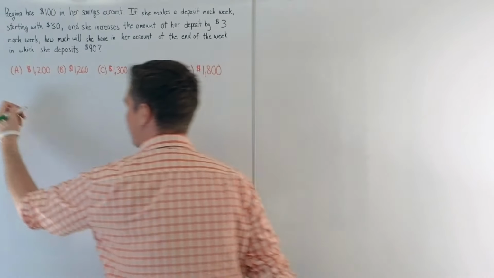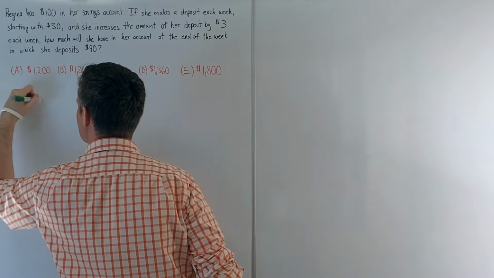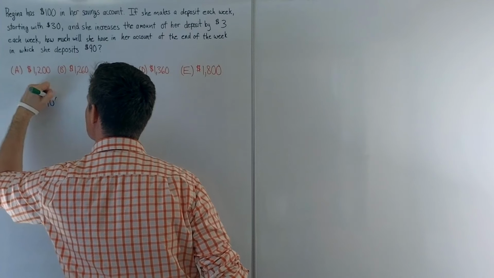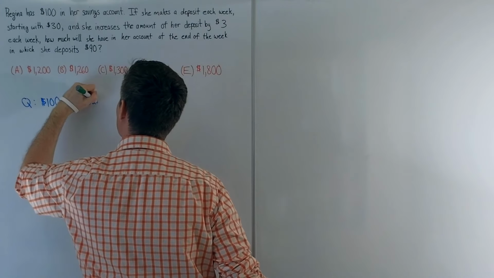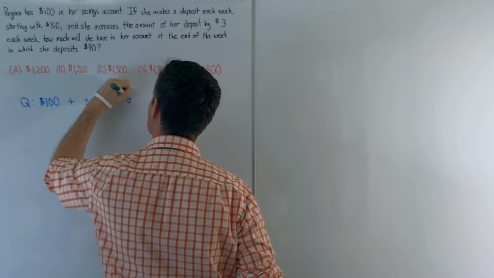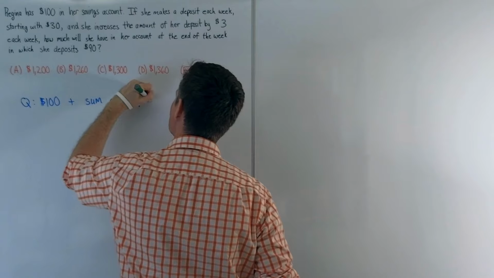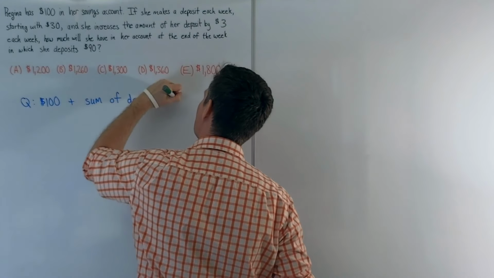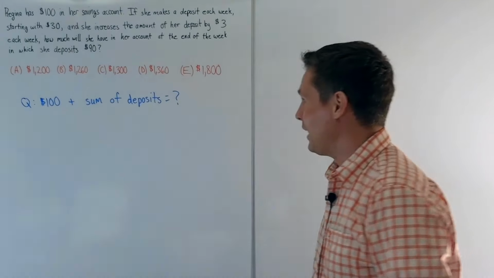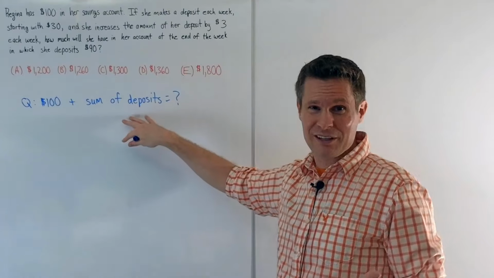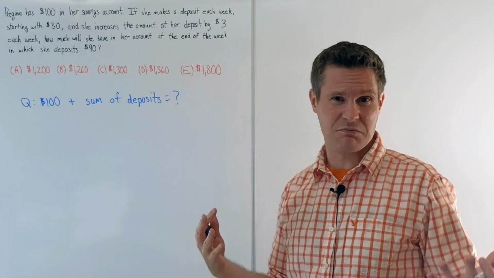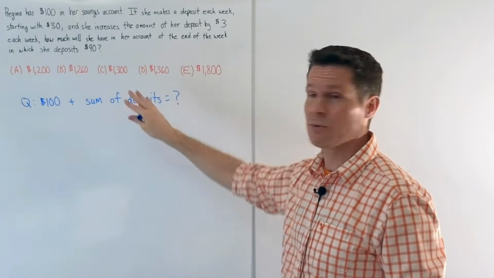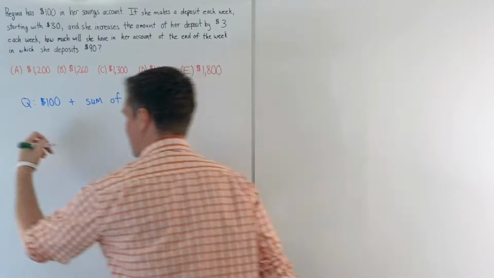So a way we could represent that question is just that $100 that she starts with plus all of her deposits, the sum of all those deposits that she makes over the period that we're concerned about, equals what? And so the main thing that really is tricky as far as calculation is just how do we have an easy way of summing up the deposits?